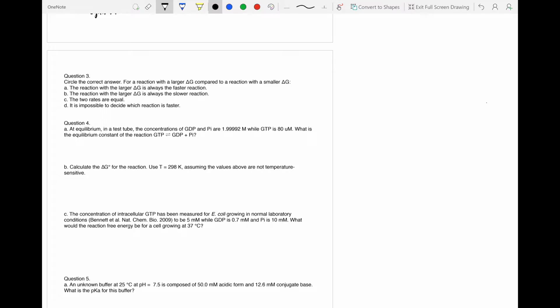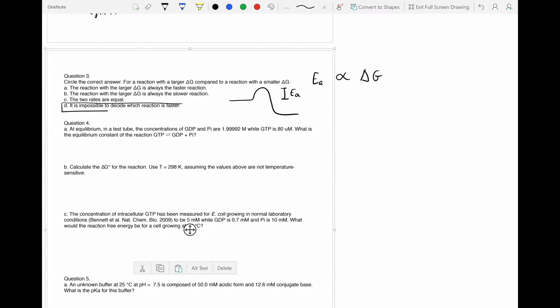So you might recall that for a reaction to take place, it's going to have to overcome some activation energy. And activation energy, in this case, is not directly related to the change in free energy. So we'd have to be given some information on concentrations or activation energy. And for that reason, that delta G just isn't going to be enough information. So D is going to be the correct answer.